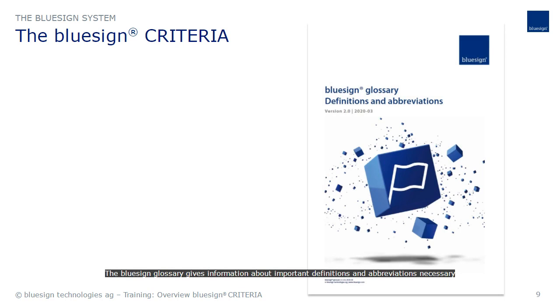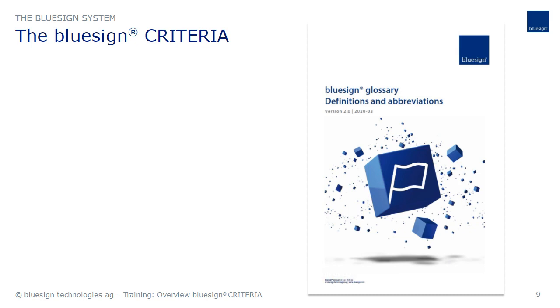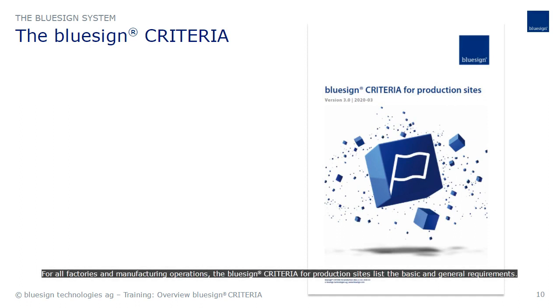The Bluesign glossary gives information about important definitions and abbreviations necessary for a correct understanding and interpretation of the criteria. For all factories and manufacturing operations, the Bluesign criteria for production sites list the basic and general requirements. Since specific manufacturing operations and processes have their very distinct requirements, the criteria for production sites are accompanied by a series of annexes which specify these details for different branches and processes.